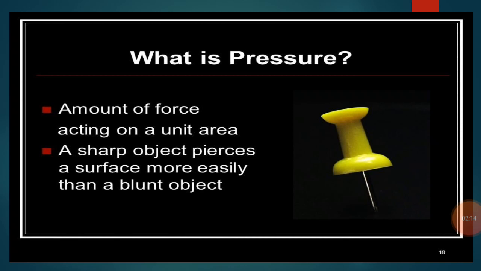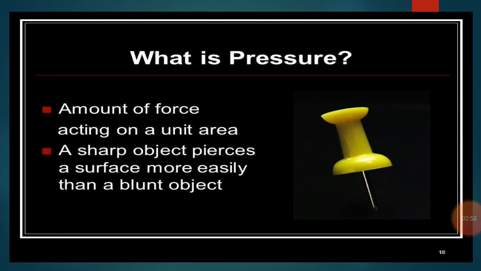These observations can be explained as follows. Our thumb does not go into the wood because the force of the thumb is falling on a large area of the wood, due to which the force per unit area, or pressure, on the wood is small. The drawing pin goes into the wood because, due to the sharp tip of the drawing pin, the force of the thumb is falling on a very small area of the wood, due to which the force per unit area, or pressure, on the wood becomes very large.